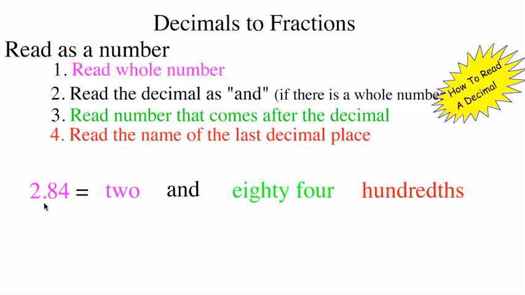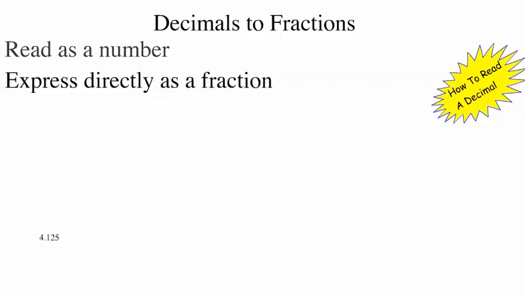So what we've done essentially is we've converted the decimal into words. Okay, then all we have to do is write 84 hundredths as a fraction. And that's it, 2 and 84 hundredths. All right, let's try another one.